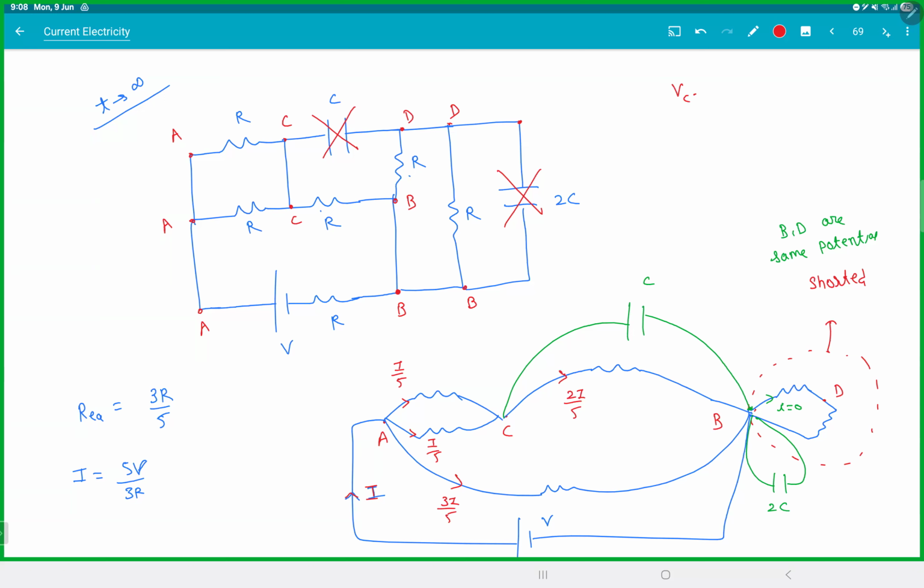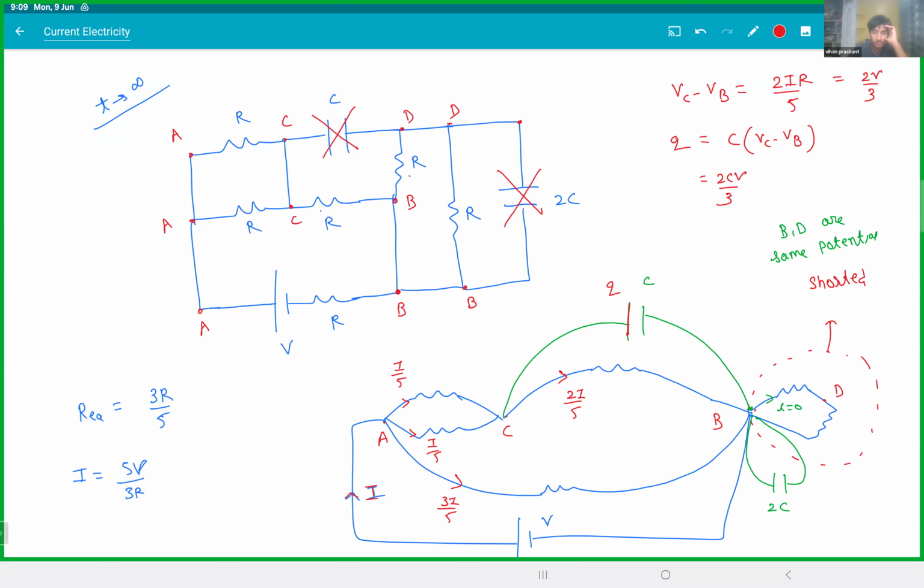So the voltage across VC minus VB will be 2IR by 5. Therefore, the charge on the capacitor Q will be C into the potential difference VC minus VB. So you can solve from there. You got it. So IR will be 5V by 3, 2V by 3. Bolo.